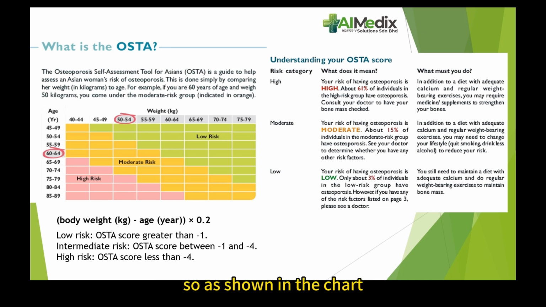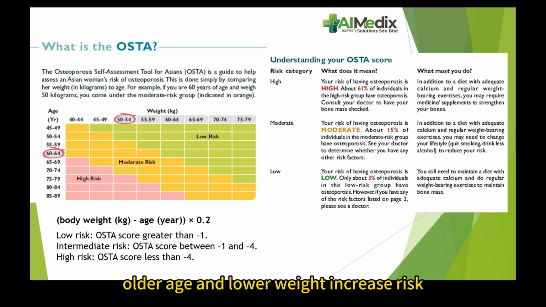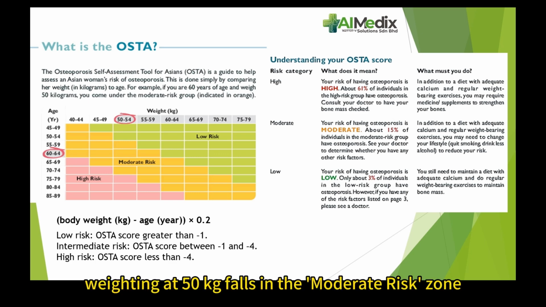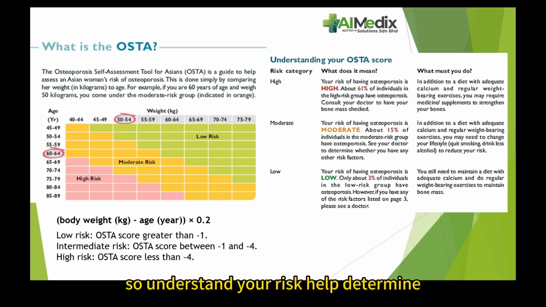So as shown in the chart, older age and lower weight increase risk. So for example, a 60-year-old woman weighing 50 kg falls in the moderate risk zone. So understanding your risk helps determine if further testing or early lifestyle changes are needed.